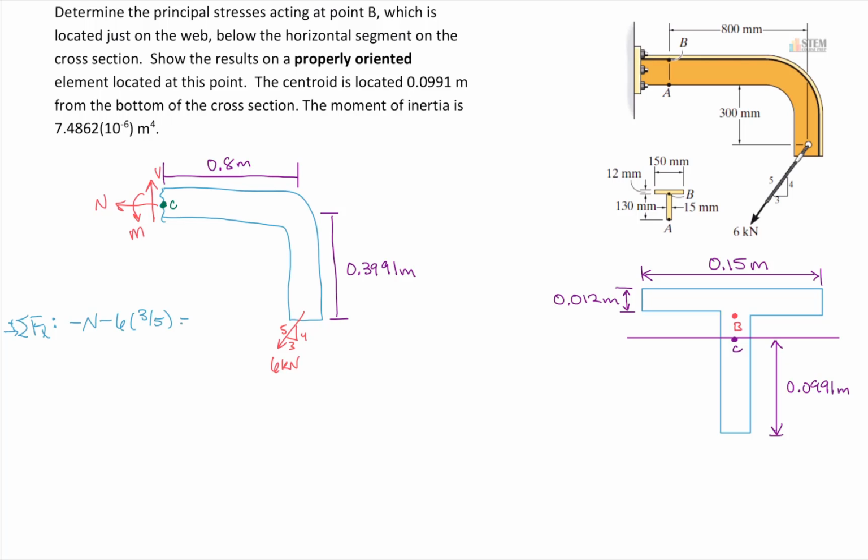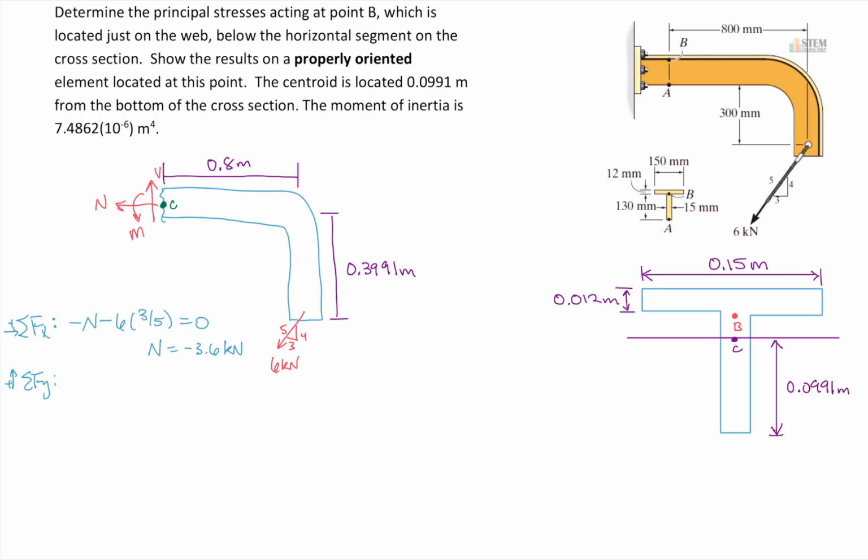So we have that, set it to 0. So then move it over, it's going to be a negative, and it's 18 over 5. And let's see what that value is. So that'll be negative 3.6, and that'll be kilonewtons. Let's go to the y direction.